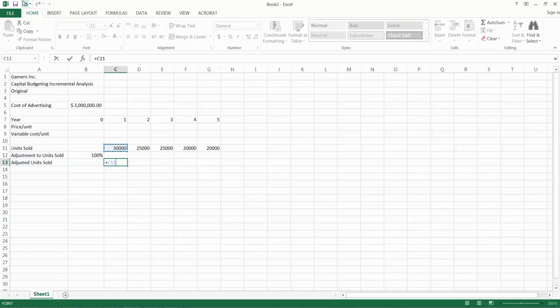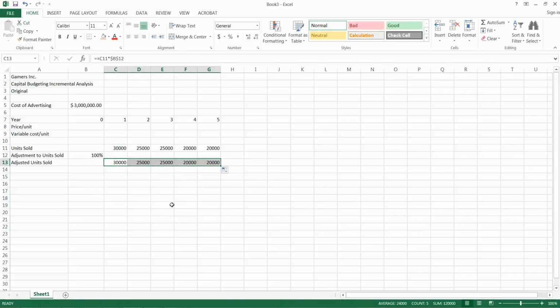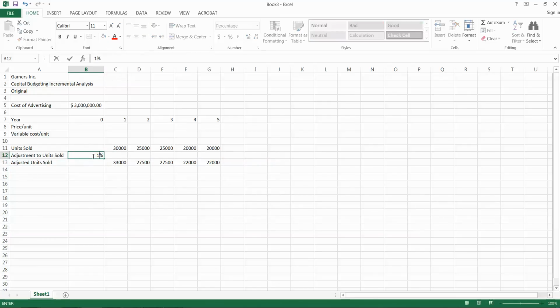So I pick up my units sold and then I multiply it by my adjustment to units sold percentage. And we know we're going to want to keep using that specific cell. So I'm going to highlight it and then I'm going to hit F4, which is going to anchor it, and then I'm going to hit return. And now I should be able to copy it all the way across, and it is picking up the 100%. But let's double check that. I take it to 110. Yep, it changes. So let's drop it back to 100%, which is what we want.